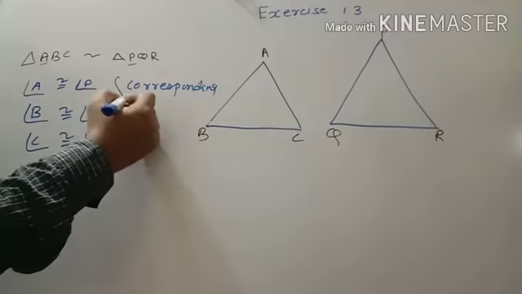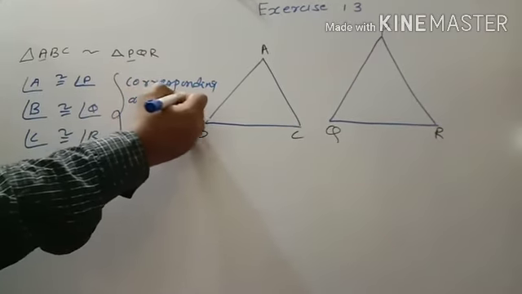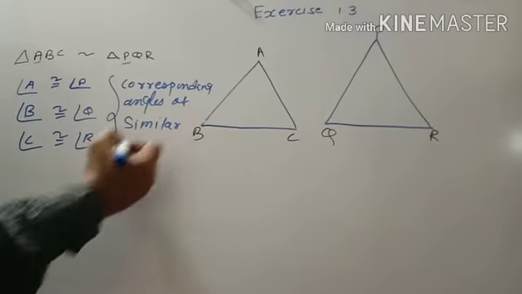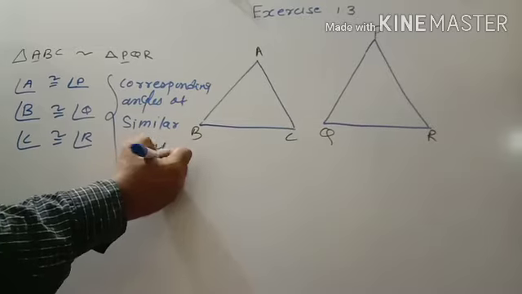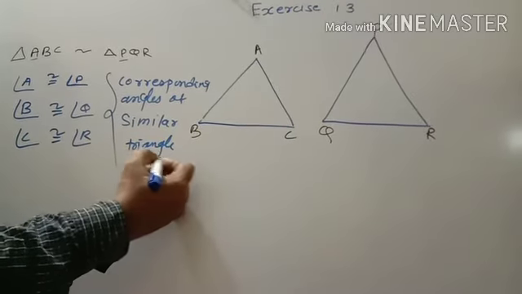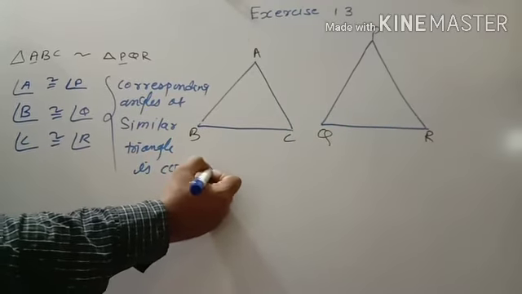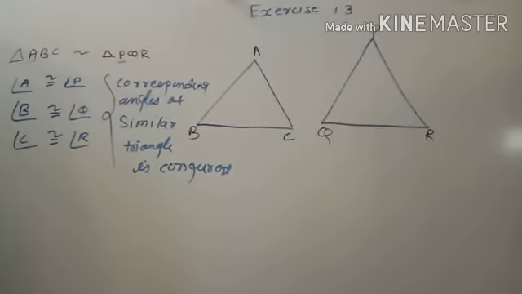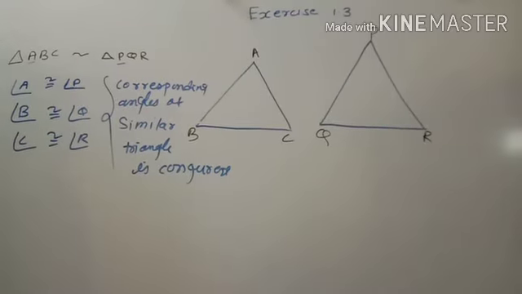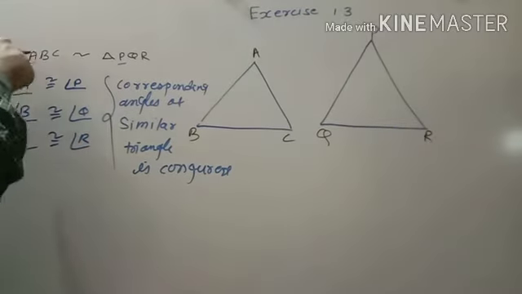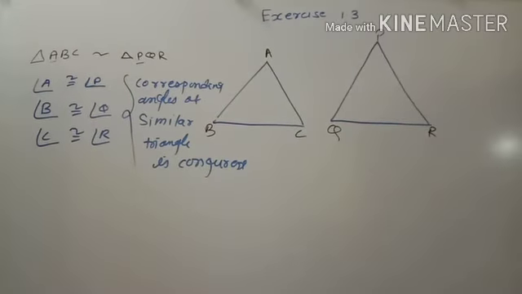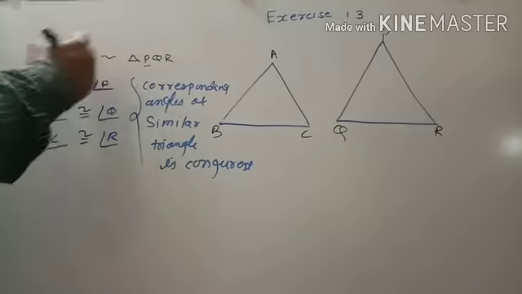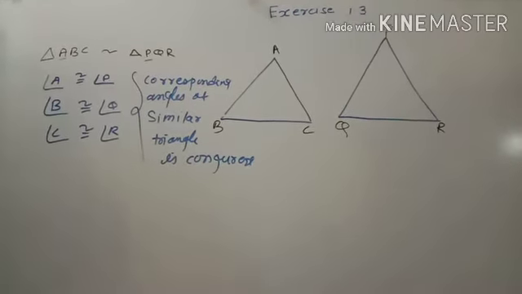The reason for this is corresponding angles of similar triangles are congruent. Is that clear? Corresponding angles of similar triangles are congruent. Now, when triangle ABC is similar to triangle PQR, this is about angles. When two triangles are similar, their corresponding angles are congruent.